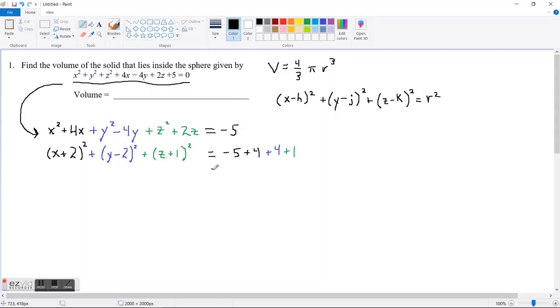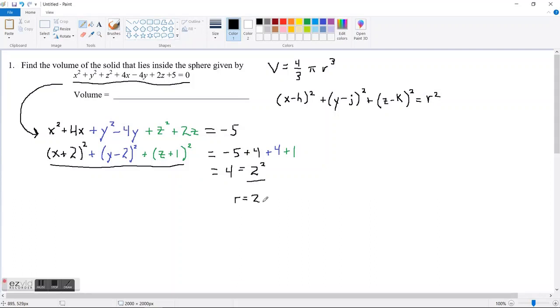Okay, now we just need to add up all of our constants. Negative 5 plus 9 is going to be 4, and so that's 2 squared. And now we can see we have our equation in standard form. We can see that the radius is 2. Okay, so the radius is 2.